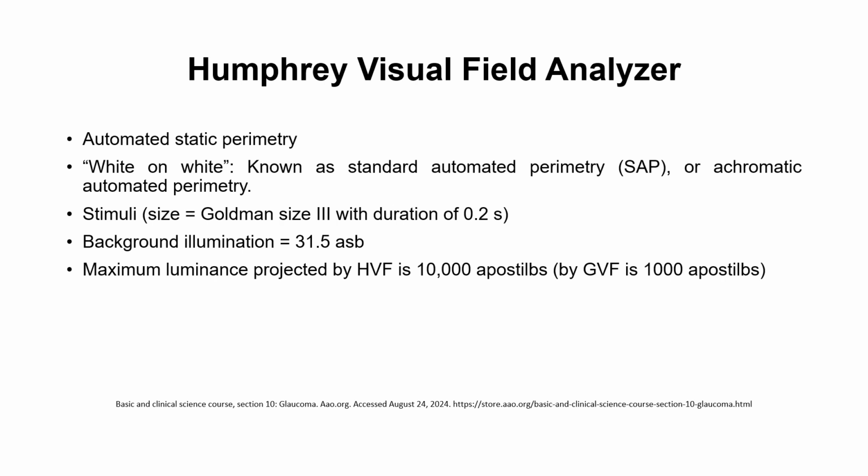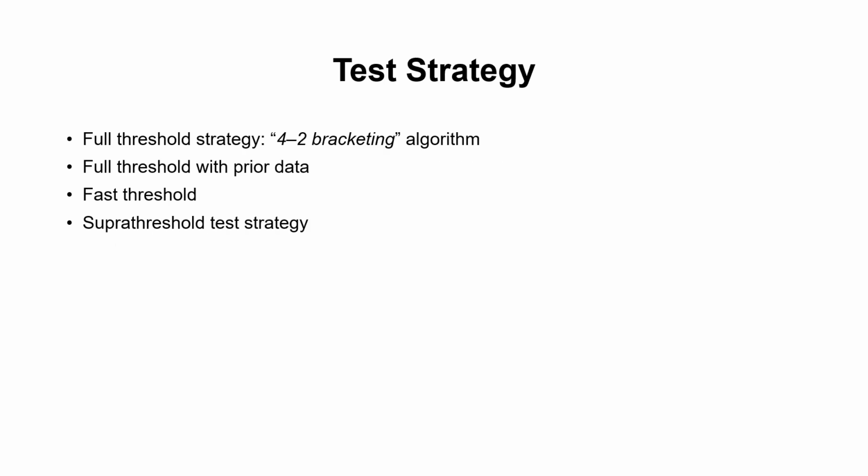So you should now understand the meaning of apostilb, the meaning of stimulus size, and the meaning of white on white or standard automated perimetry, SAP. So we are like a puzzle, filling the gaps until you see the full picture. So please focus with us.